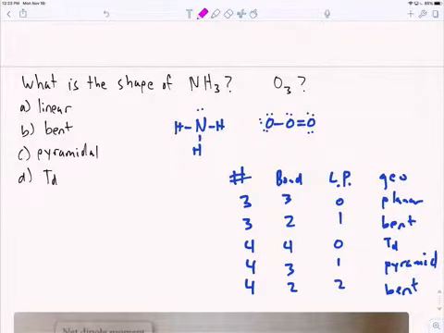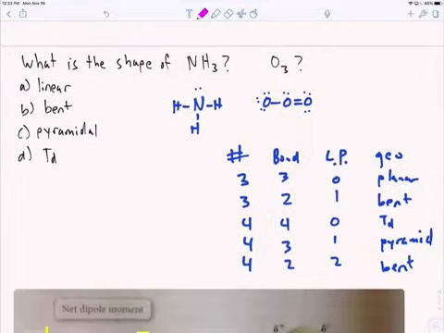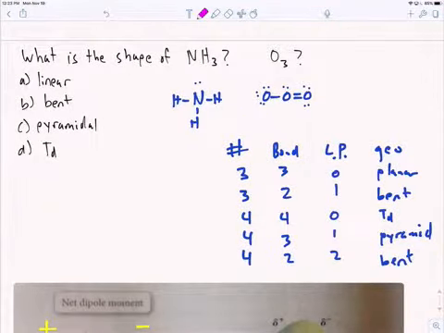So let me see if you're following. What is the shape of ammonia, NH3? So I have abbreviated the chart here. The number of things, the bonding groups, the lone pair groups, and then the molecular geometry. So we have ammonia and ozone. So what is the shape of ammonia?